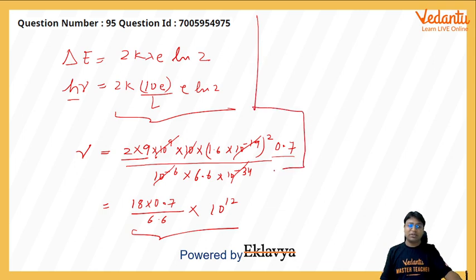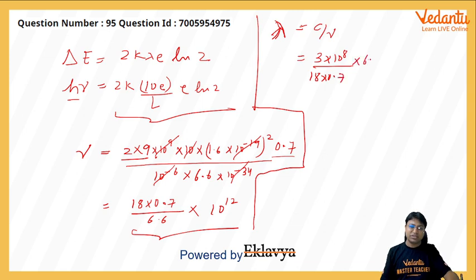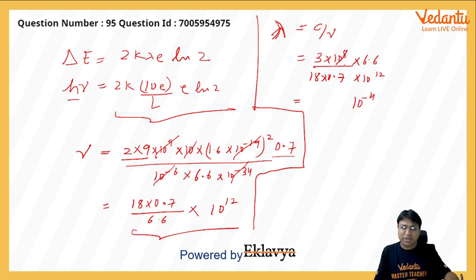Many of the students remember the value in terms of wavelength instead of frequency. So you can also get the value of wavelength. How? By using C by nu. So it will be 3 into 10 raised to power 8 divided by 18 into 0.7 into 6.6, and then 10 raised to power 12. So this becomes 10 raised to power minus 4 here, adjusting the values of 10, and then this number will become something more than 18. So something more than 18 divided by 18 is 1 point something, divided by 0.7, so that's again 1 point something into 10 raised to power 4, somewhere close to that.